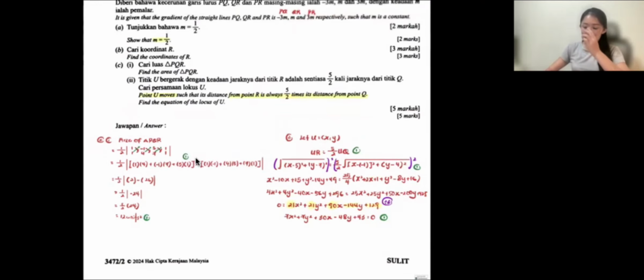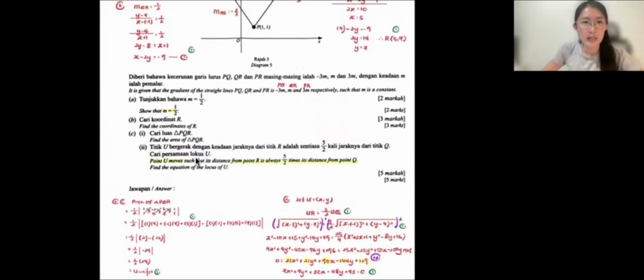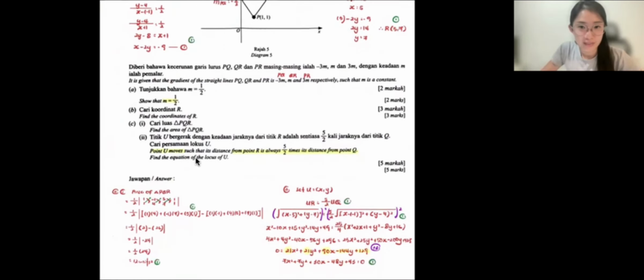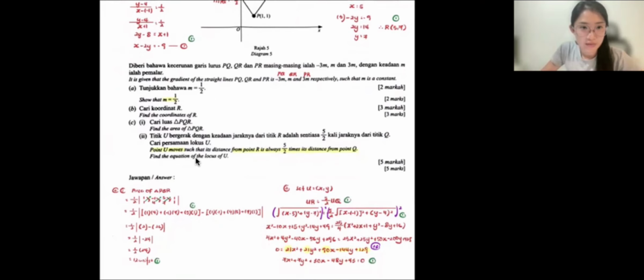All right, so there you go. This is your coordinate geometry. Total 10 marks here.